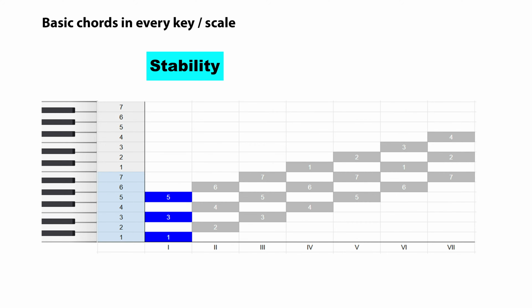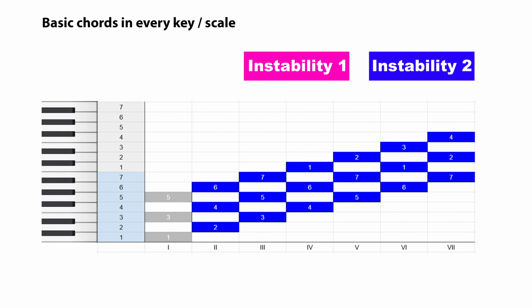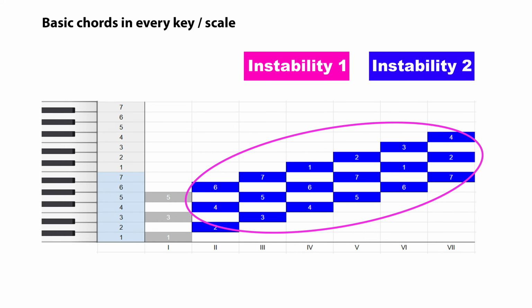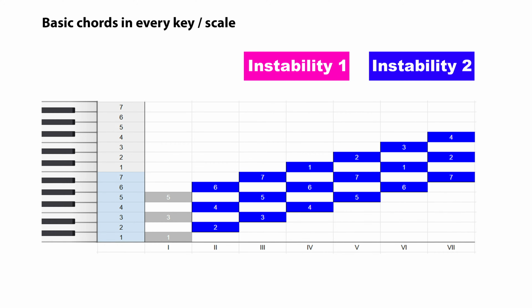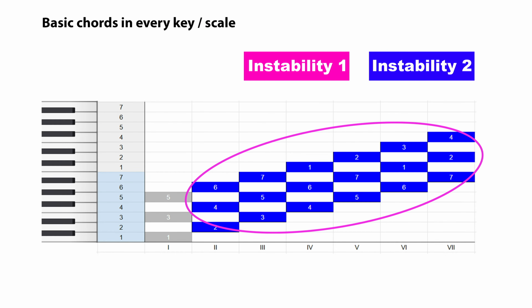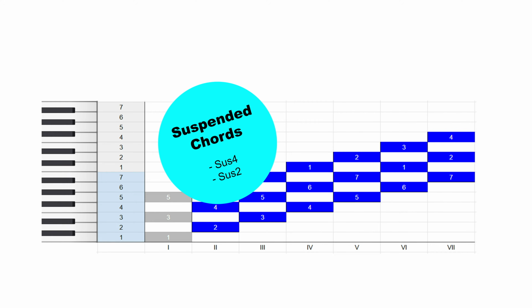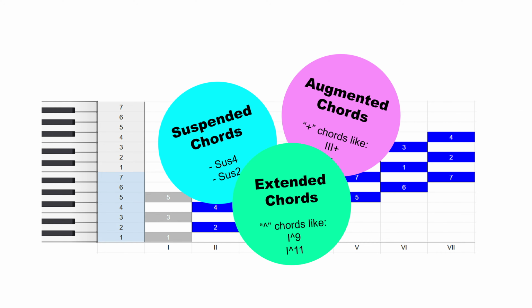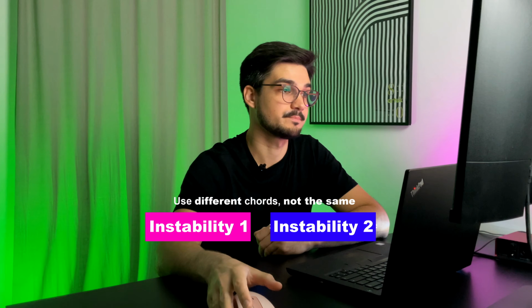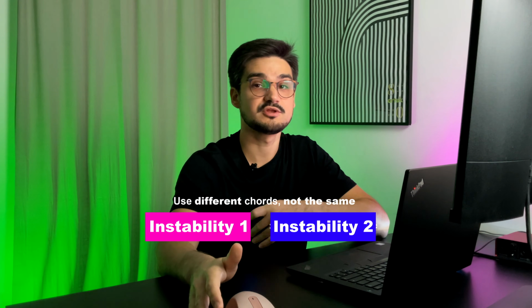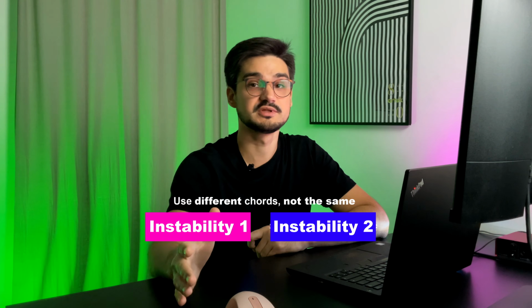Stability is achieved with the root chord 1, which is built from the first note of the scale, like E in E minor or D in D Phrygian. For the instability steps, we need 2 different chords from the scale, any chords except the root chord. The choice of specific chords will mostly depend on the scale you're working with. In addition to basic chords, you can use advanced chords like suspended, augmented or extended. These are more options to choose from. Anyway, please keep in mind that you need 2 different chords for instability steps.